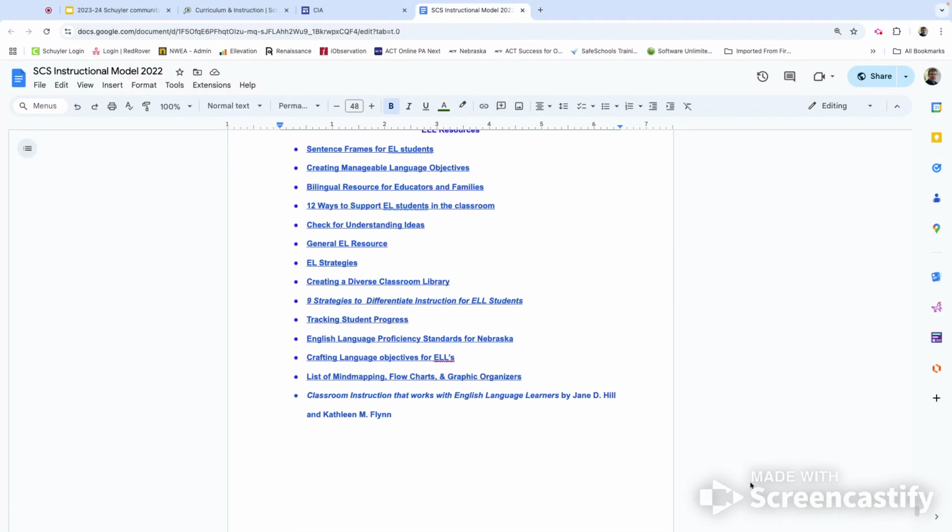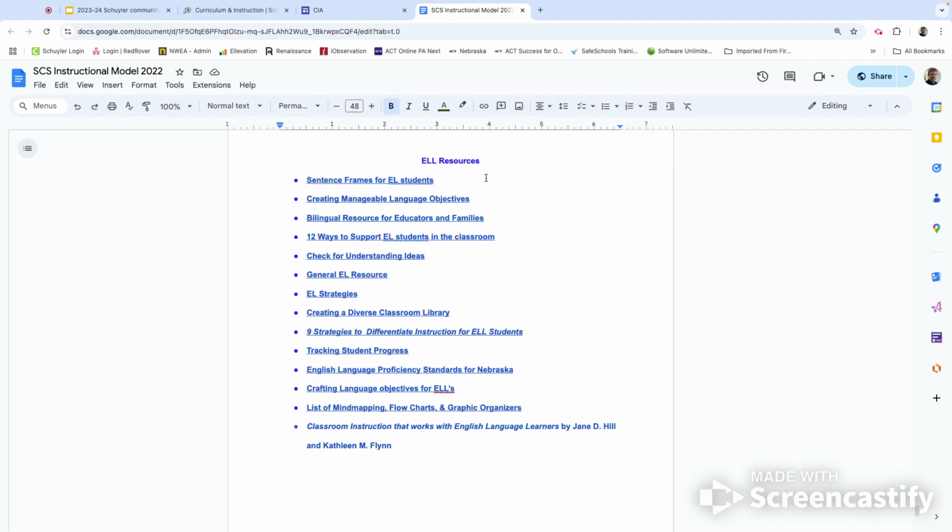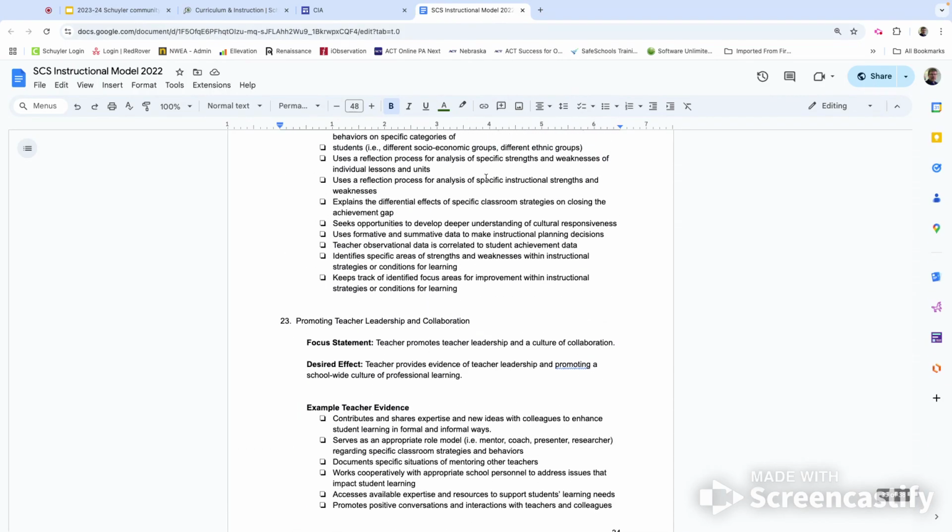Now, the other thing that's in here towards the end, actually the second to last page, does give us some additional EL resources. So if you're struggling and you're not sure what to do, you can be looking in this as well. That's another place to look. So that's our overall instructional model. It does have 23 different elements to it.